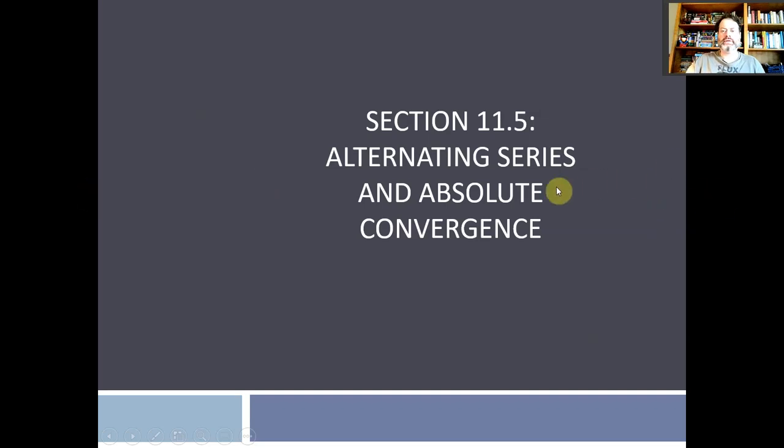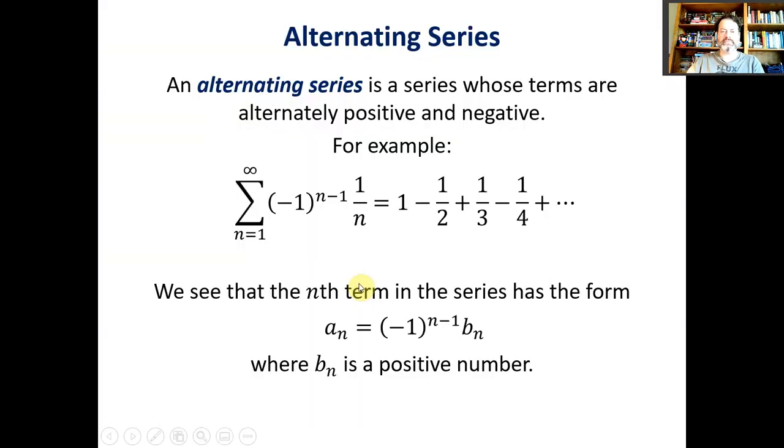Hello there. In this video, we're going to keep going in Chapter 11. We're going to look at Section 11.5, which is alternating series and absolute convergence. So let's get started.